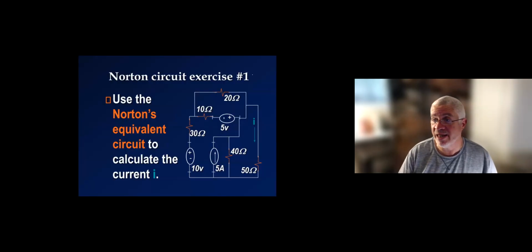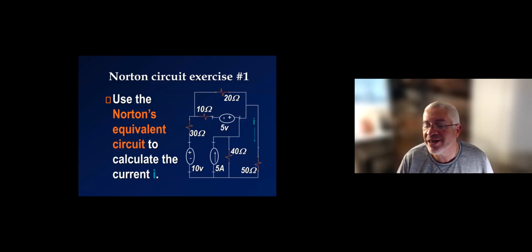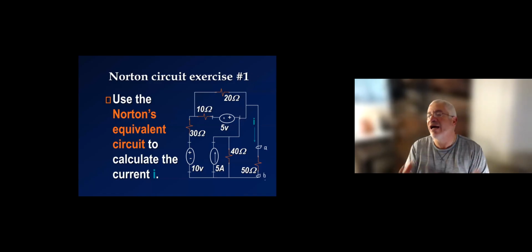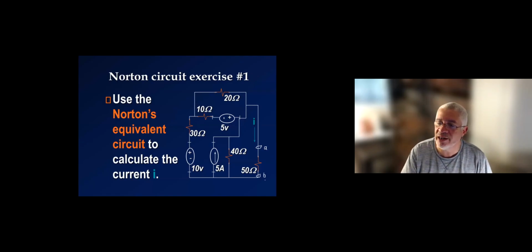So this is the example that I'd like you to take some time doing. So this is asking you to use the Norton equivalent model, Norton equivalent circuit, to calculate the current I on the 50 ohm. What does that mean? That means we're going to put our node A here and our node B at the bottom. And the model does not include the 50 ohm. The model essentially is without the 50 ohm. And after we get the model, we're going to essentially connect the 50 ohm and calculate the current through it.